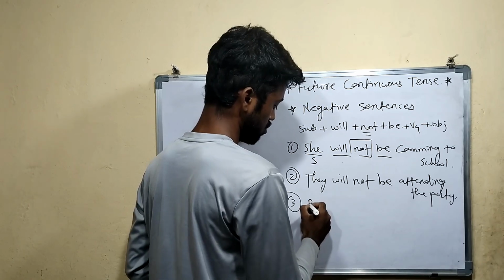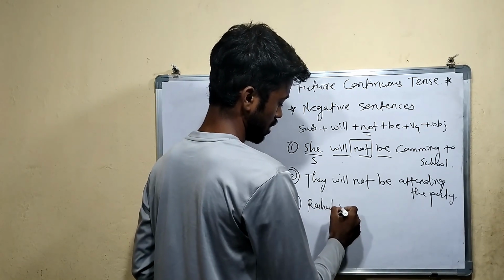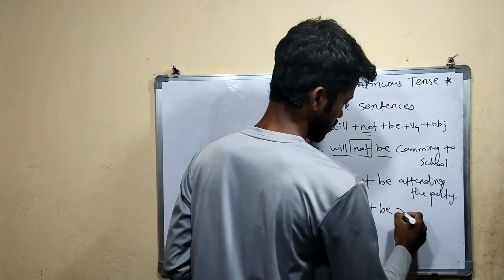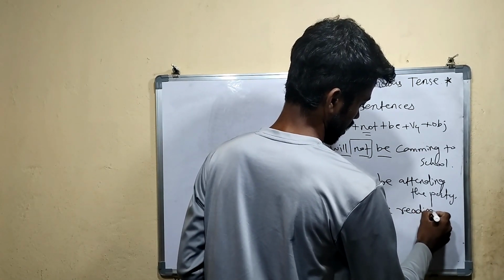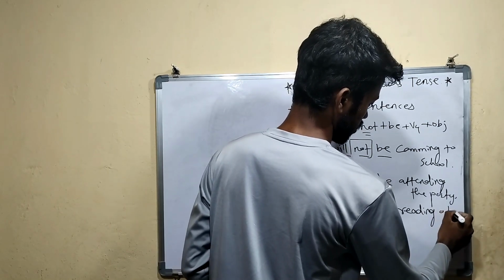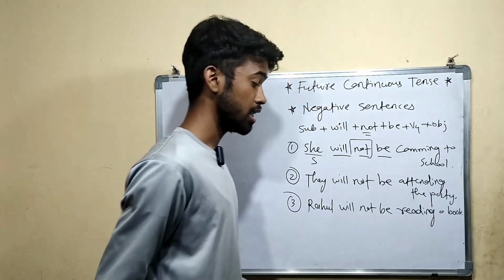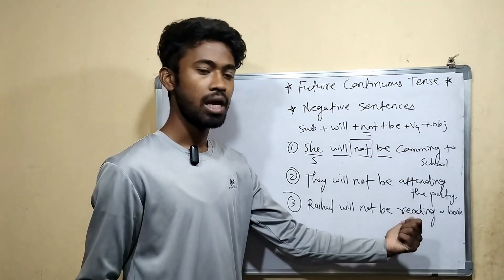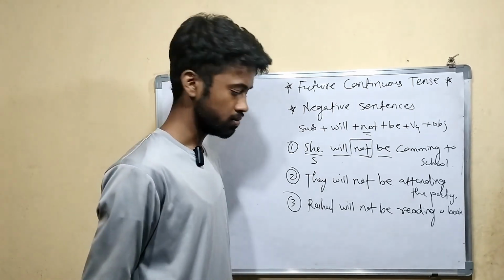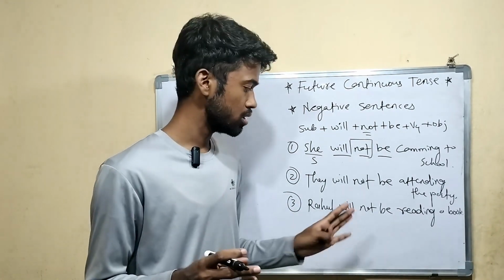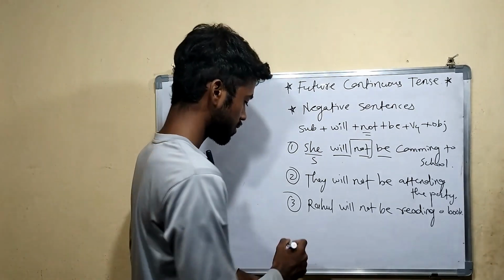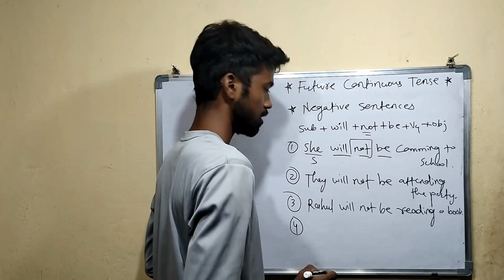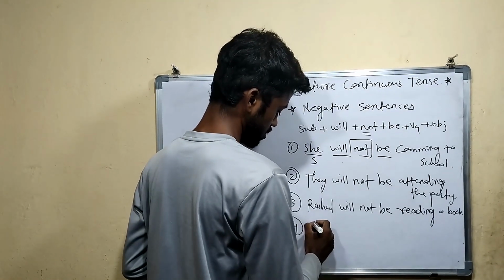Rahul will not be reading a book. Now you have to comment it down: what is the subject? What is the helping verb here? What is the main verb? And what is the object? If you are watching with 100% attention, you have to write that. Let's take one more example. What subject should I take? Girls.